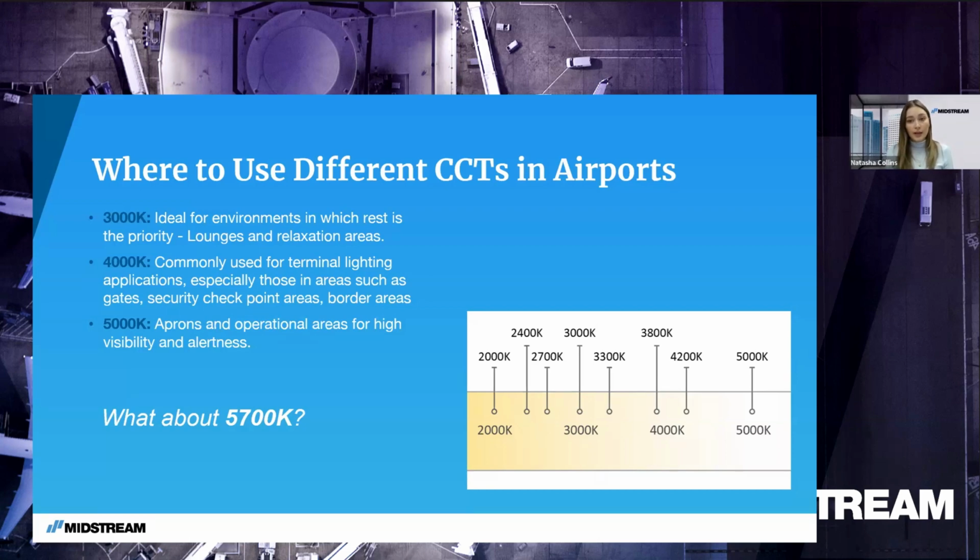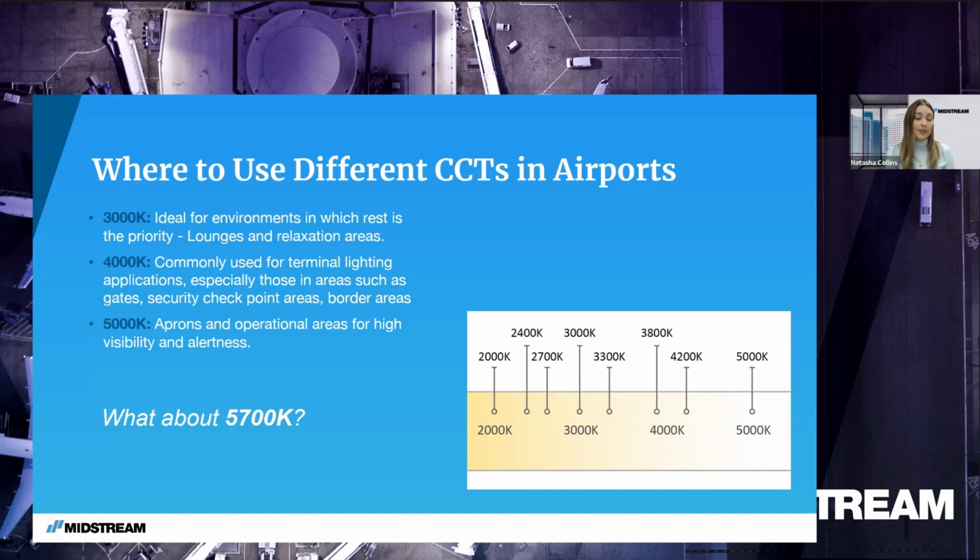We move up to 4000 Kelvin. This is commonly used in terminal areas, particularly gates, security checkpoints, and border control areas where passengers and staff need to be a bit more alert. The neutral white light maintains good visibility, while also being comfortable for prolonged exposure. Then we have 5000 Kelvin. This is the standard for apron and operational areas. As you can imagine, whether it be passengers embarking or disembarking, or ground staff, fueling, and baggage, everybody there needs to be alert, and it's crucial for safety because it's such a high activity zone.